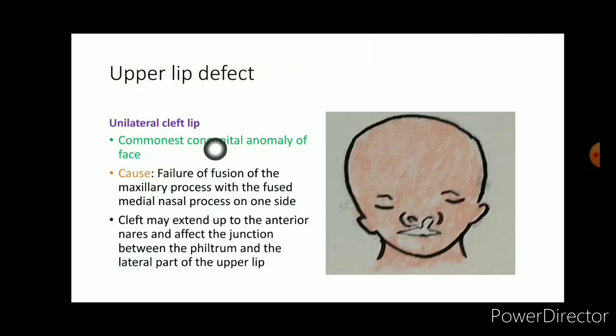Upper lip defect. Now, unilateral cleft lip is the commonest congenital anomaly of the face. It is due to failure of fusion of the maxillary process with the fused medial nasal process on one side. So, the cleft may extend up to the anterior nares and affect the junction between the philtrum and the lateral part of the upper lip.